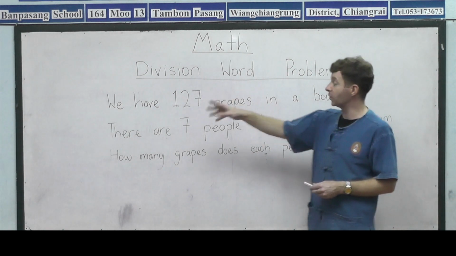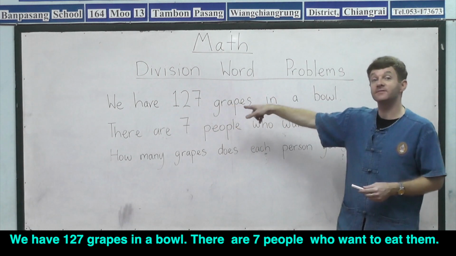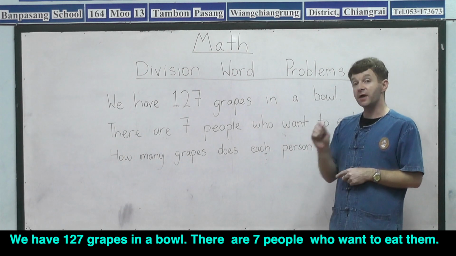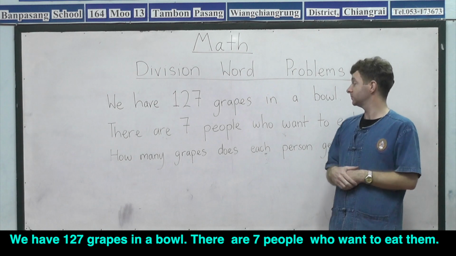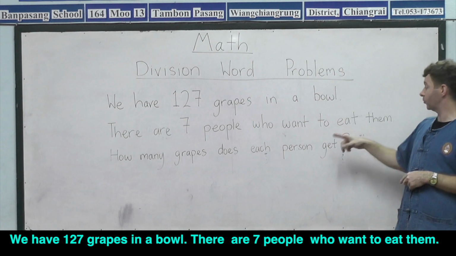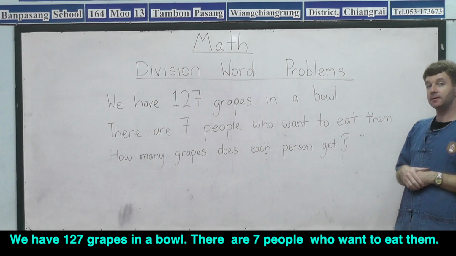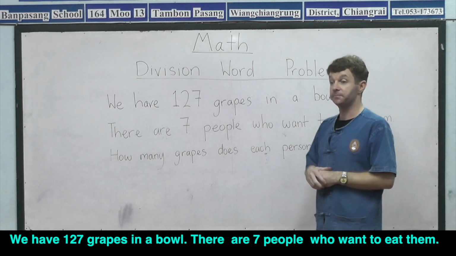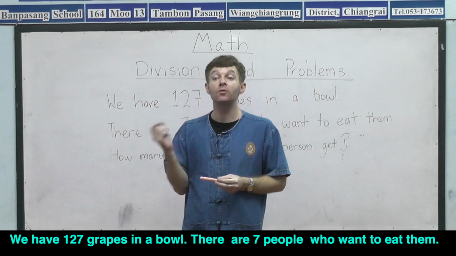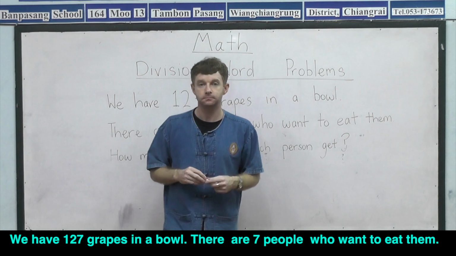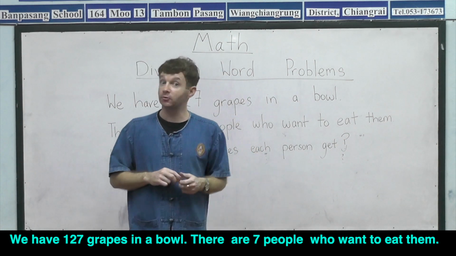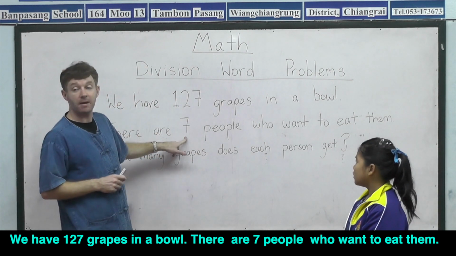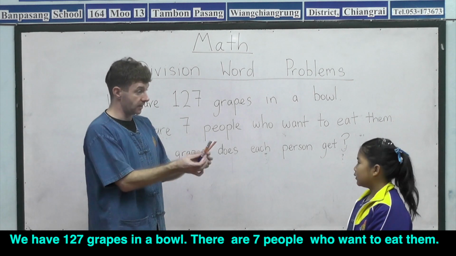Okay, so all together, guys, we have 127 grapes in a bowl. There are 7 people who want to eat them. How many grapes does each person get? Okay, and to work out this problem, I would like another volunteer. Lakgao. Excellent. So now Lakgao will help us work out our problem. This time we've got 3 digits, 127 divided by 7.